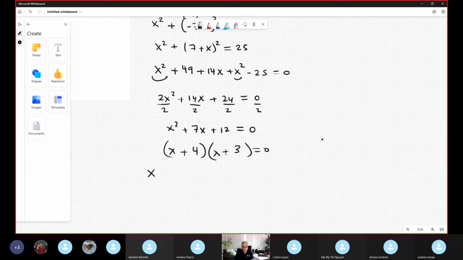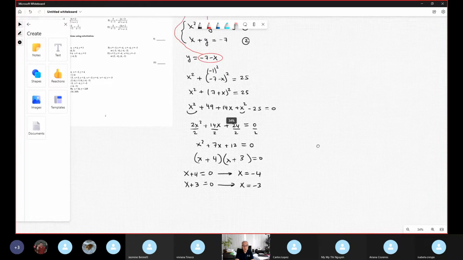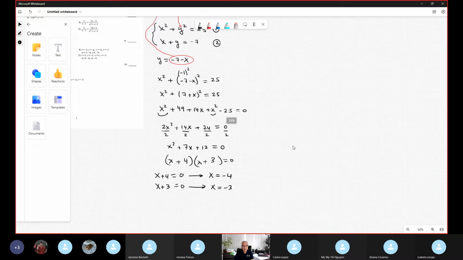Entonces x plus 4 is equal to 0, which indicates that x is negative 4. And x plus 3 equals 0 gives negative 3. So we have two values that indicate that our system has two solutions. I need to find the y value. Entonces, the super fantastic, easy way is using that formula.